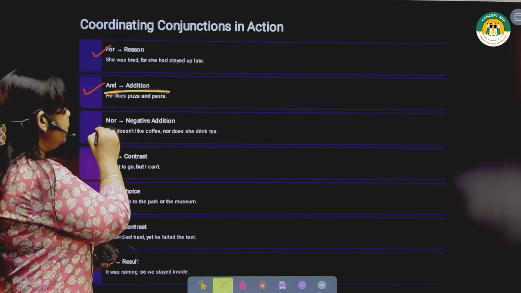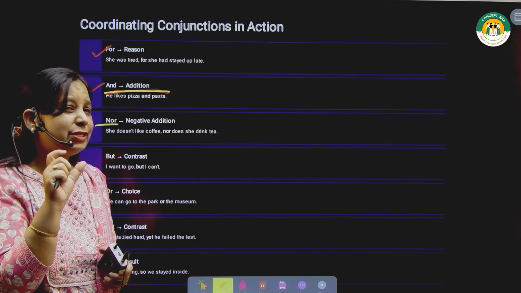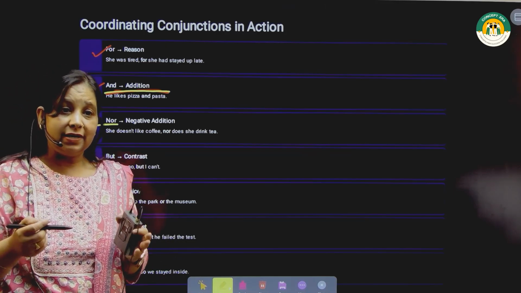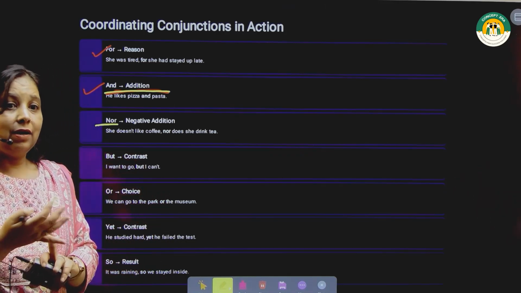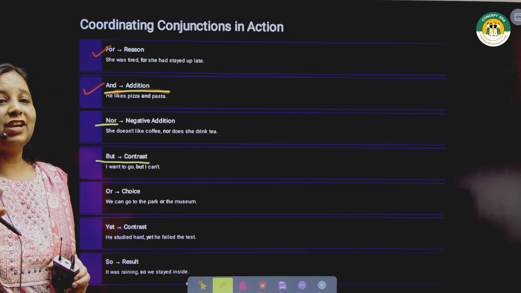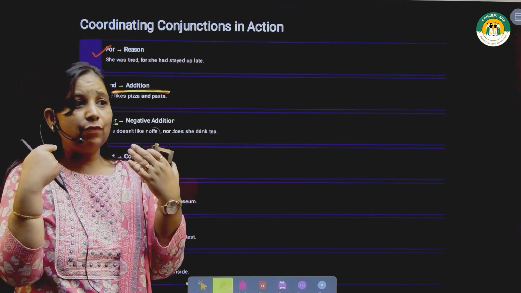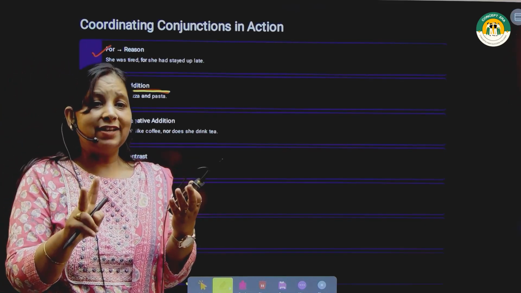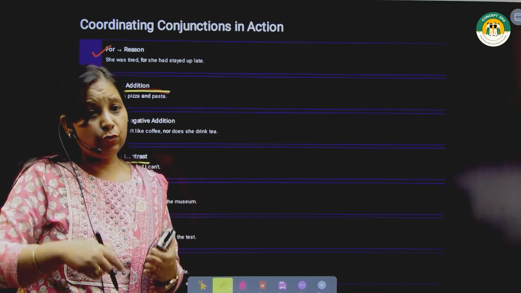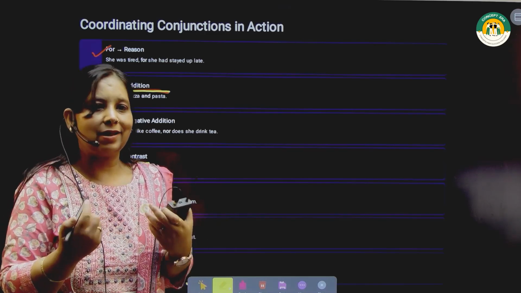Okay. The third one, nor. Nor we use for negative words. Like if we don't want to use not, because it is very common to use not, but we can add neither, nor. And the next one is but. But we use for contrast. If we want to join two sentences which are opposite to each other. I can do this, but not this time. So here I am showing the contrast.